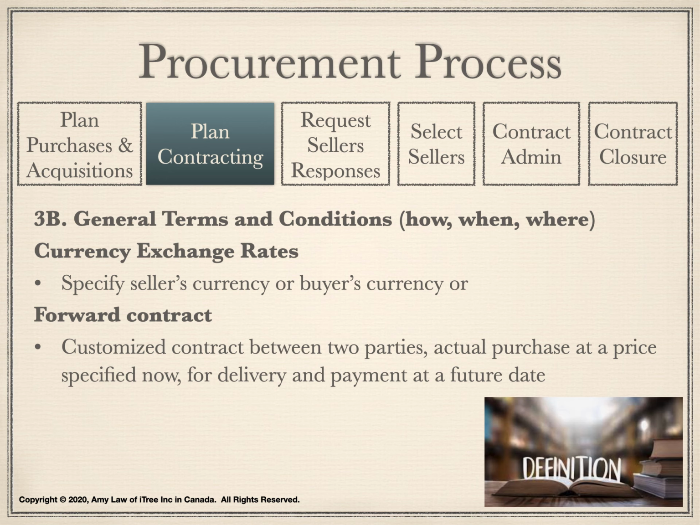A forward contract is a customized contract between two parties to buy or to sell an asset at a specific price for delivery and payment at a future date.